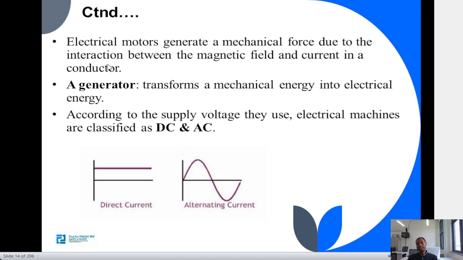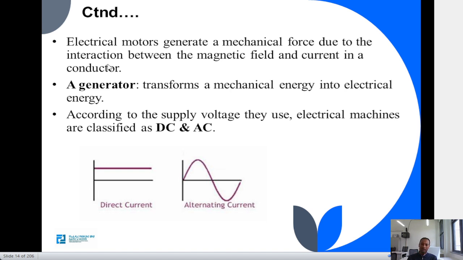And a generator converts mechanical energy to electrical energy. In this machine, like we have seen in the previous section, if we place a conductor inside the magnetic field and move the conductor with a certain speed, it induces a voltage, which is what Faraday investigated.